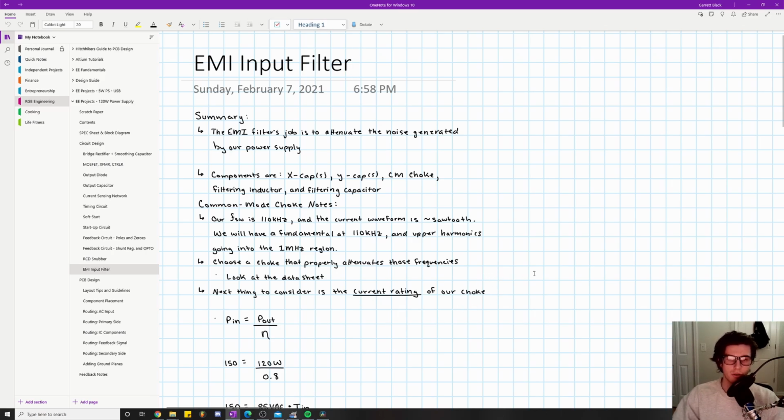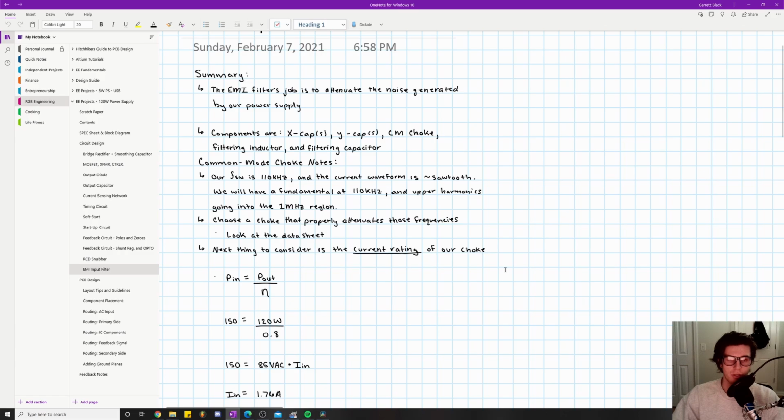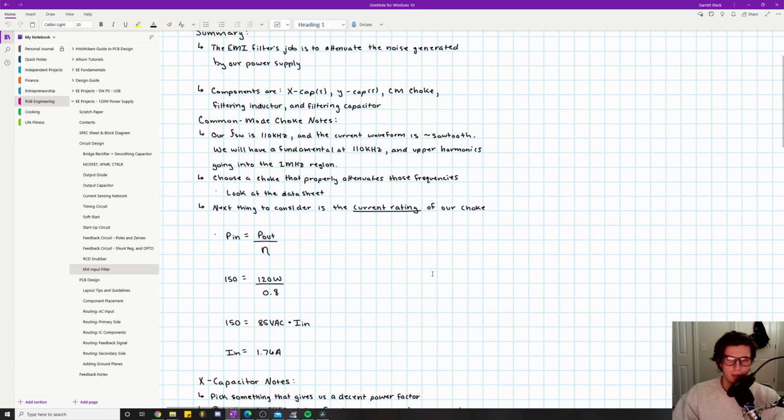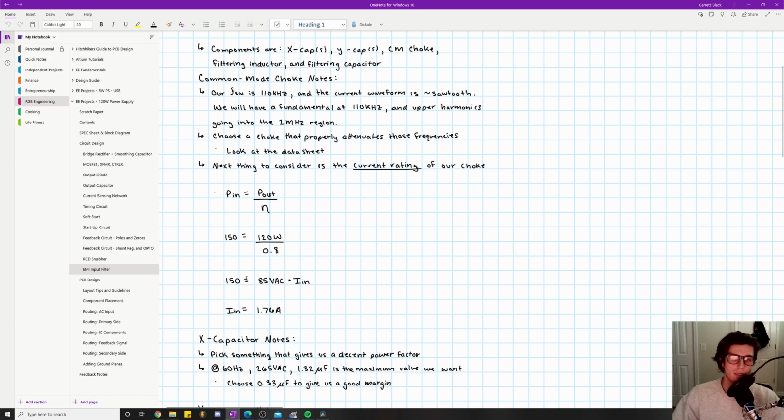Whenever we're selecting our choke, we have to understand how much current's flowing through it, and make sure it's appropriately rated so it doesn't burn up. To calculate the current flowing through the choke, we use this good old equation: Pin equals P out divided by this Greek letter, which is efficiency. P out divided by efficiency, so we're estimating an efficiency of 0.8, which means we're expecting a Pin of about 150 watts. 150 watts times the worst case.